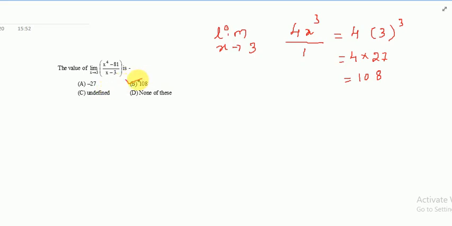Option B. If you don't know this L'Hospital rule, then you need to go for some complicated methods and you will spend lot of time there. Therefore, this L'Hospital rule will be very useful, but you need to understand how we can apply this. Again, let me repeat it. This L'Hospital rule will be useful for those problems which contain 0 by 0 or infinity by infinity.